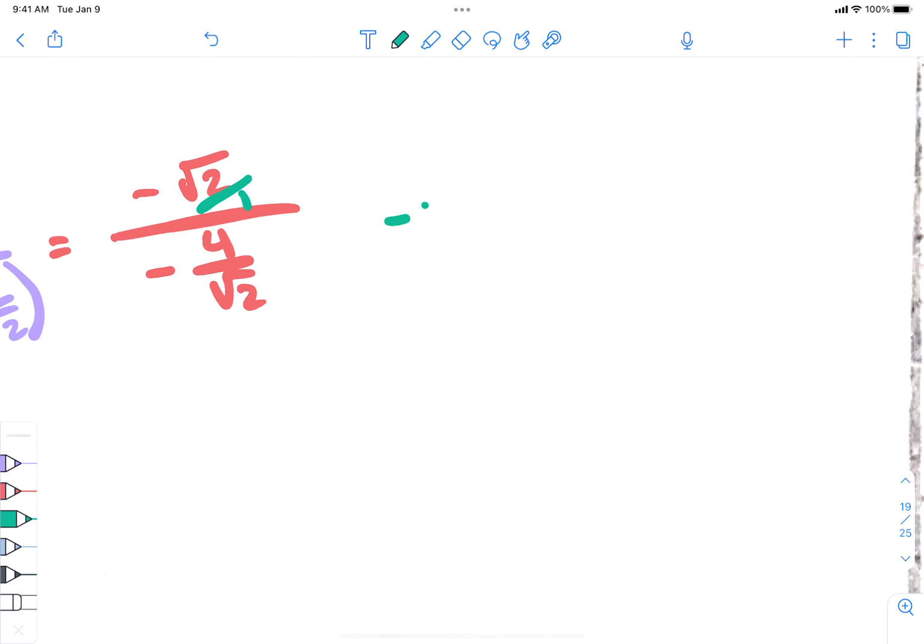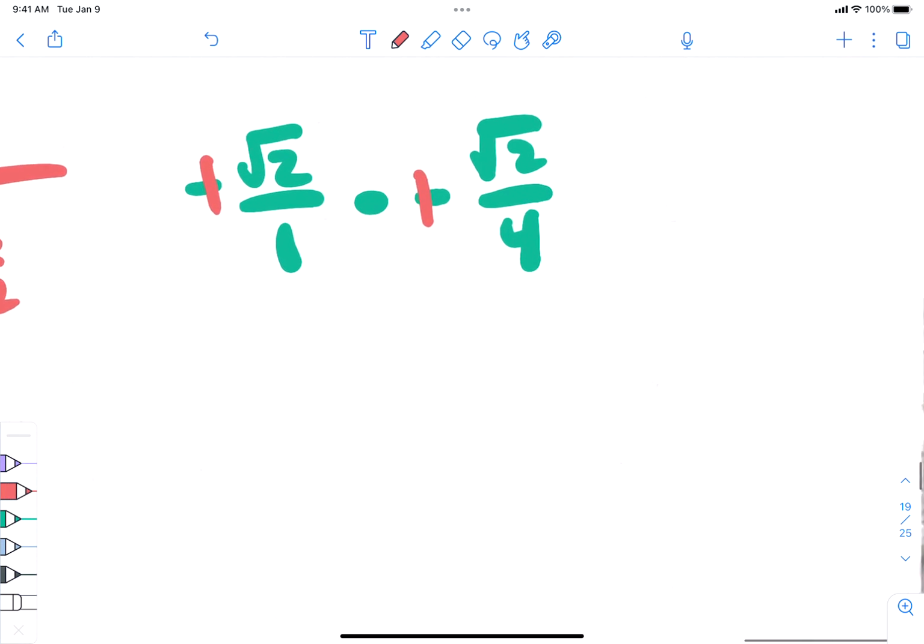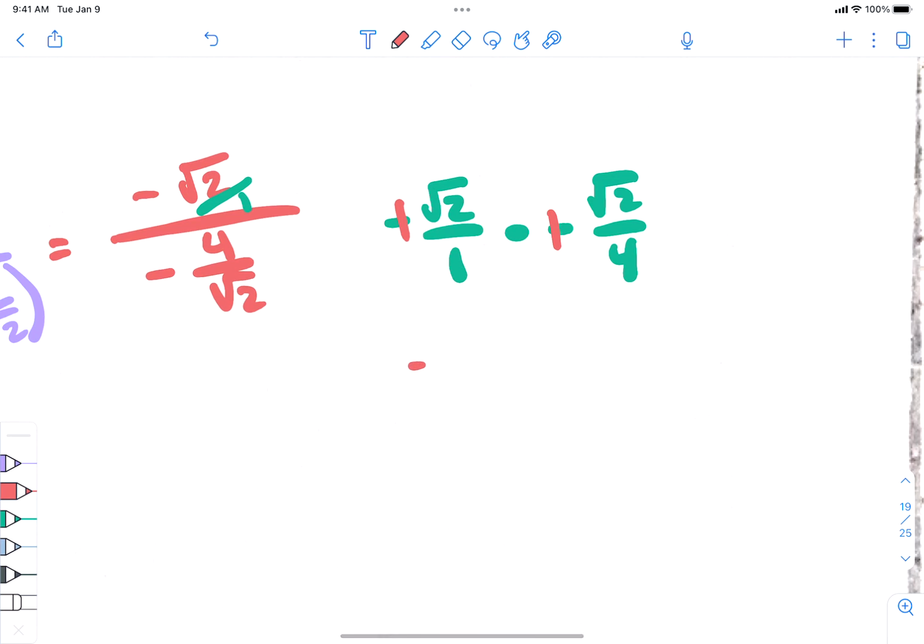So I have negative square root of 2 over 1 times negative square root of 2 over 4, because I flipped it. Does that make sense? Yes. Now the negatives cancel out, so it's positive. The square root of 2 times the square root of 2 is 2, so we have 2 over 1 times 4, which is 2 over 4, which is one half.